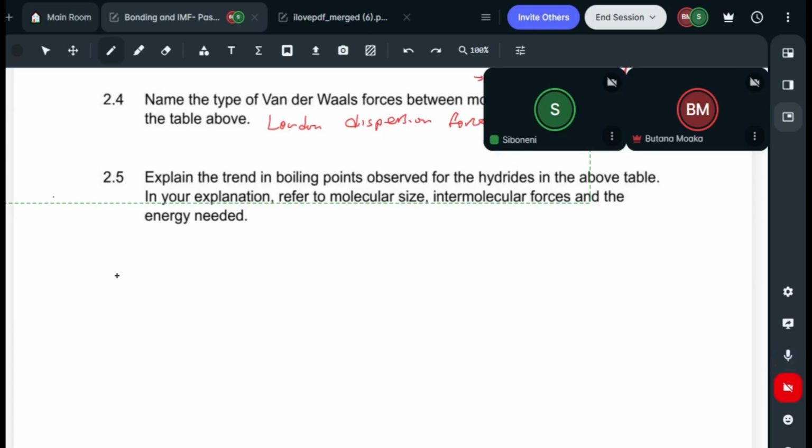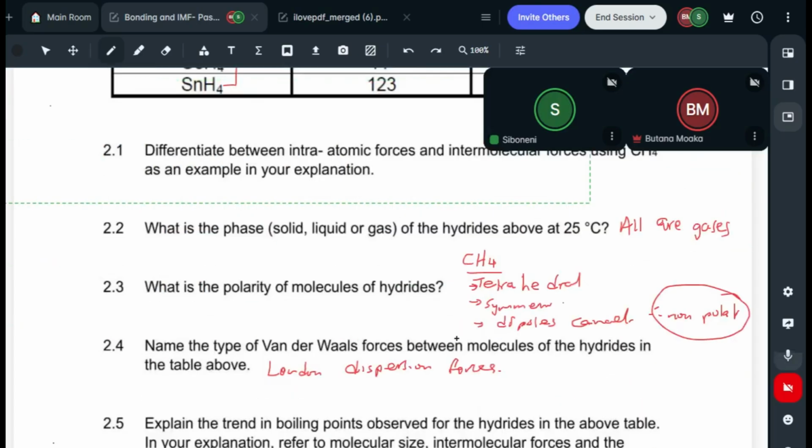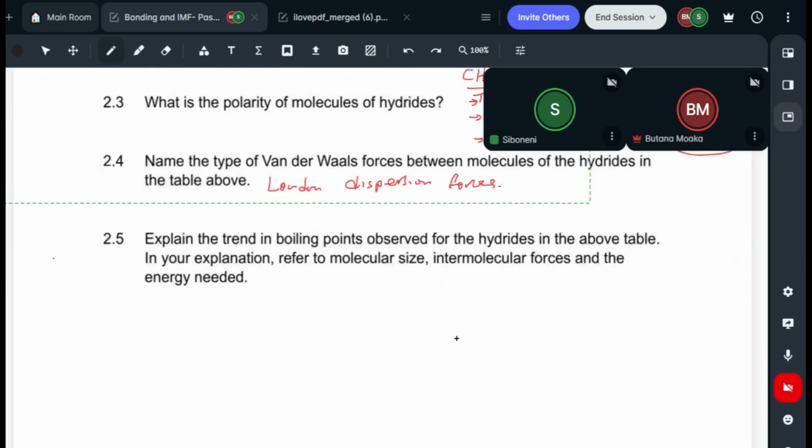Then they say: explain the trend in the boiling point observed for the hydrides in the above table. In your explanation, refer to the molecular size, intermolecular force, and the energy needed. So when they want you to explain the trend in the boiling point observed for the hydrides, we need to refer to the molecular size, the intermolecular forces, and the energy needed. Why don't we even have mark allocations yet? I'm not sure. Okay, let's look at this.